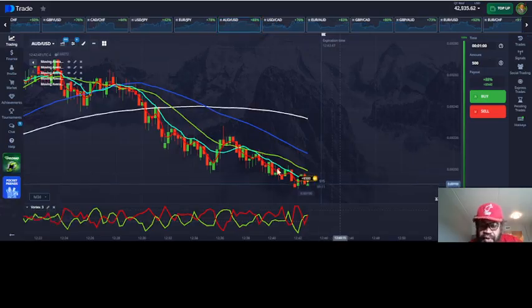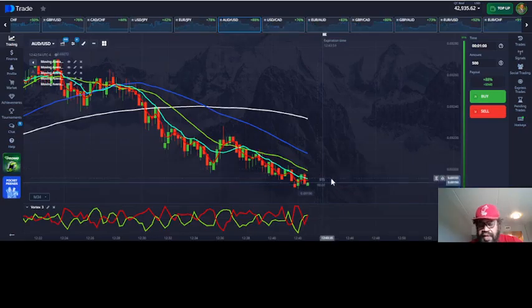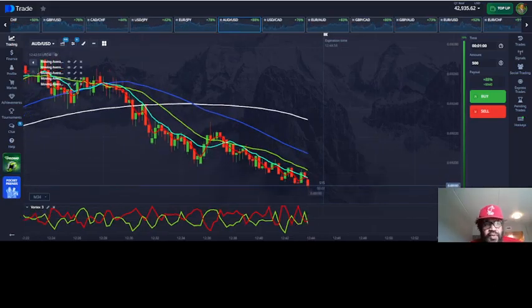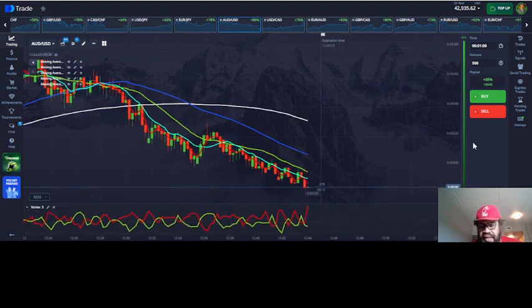Okay, so that was a break-even trade here. We didn't win, we didn't lose. Okay, let's continue looking for trade setups. Okay, so I'm back on the euro, the Aussie dollar, US dollar.